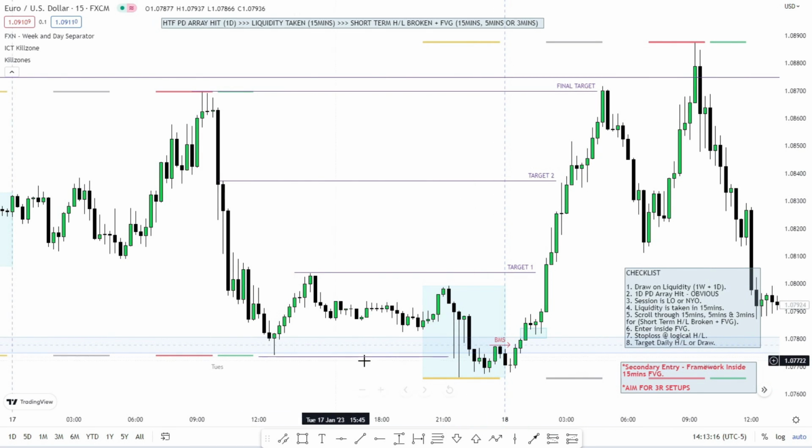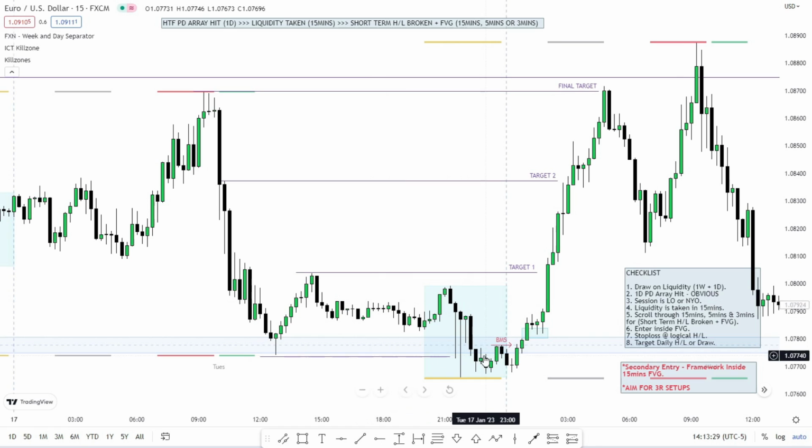If you find liquidity has been taken out and then there's a break in structure, this is London. Already you're seeing a break in structure. The market is telling you that now it's ready to move. So sometimes you'll get Asian taking out the liquidity and then London just starting the move. This is just an example of how that occurs. So session is London or New York. So we're looking at London.